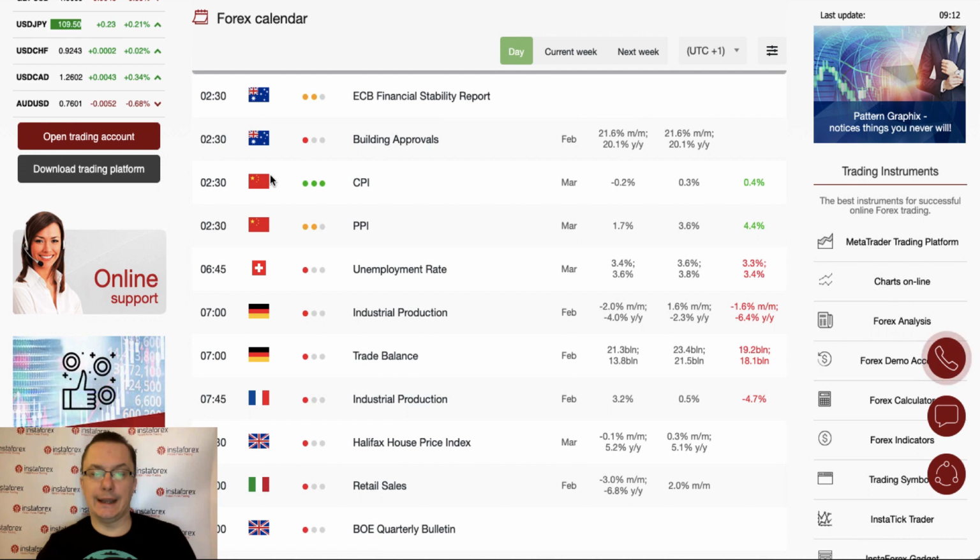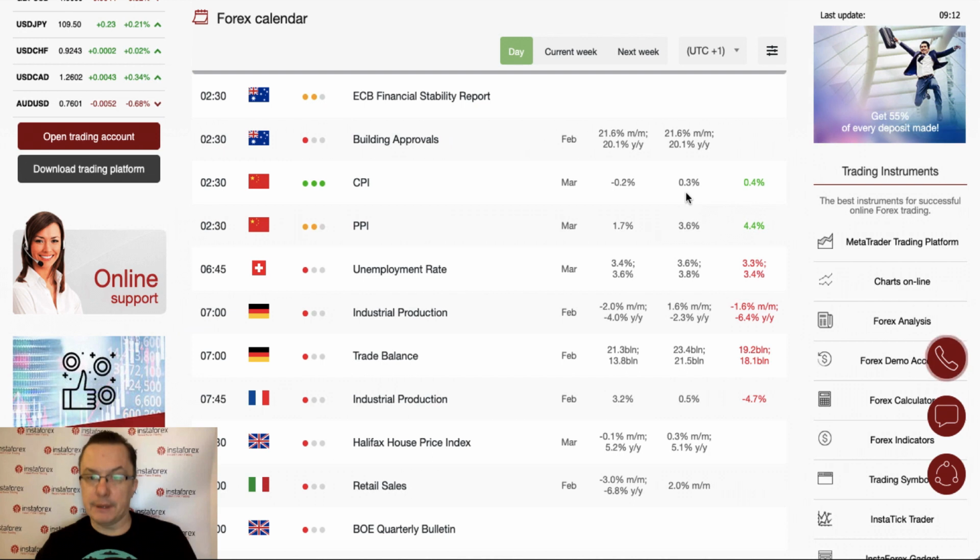We got the Chinese CPI data released, of course, during the Tokyo session. As you can see, they beat the expectation of 0.3% and they beat the previous reading of minus 0.2%, because the actual reading was 0.4%. Very good CPI reading from China. PPI was better than expected as well, 4.4% versus 3.6% forecast and 1.7% the previous reading. So very nice data from China.